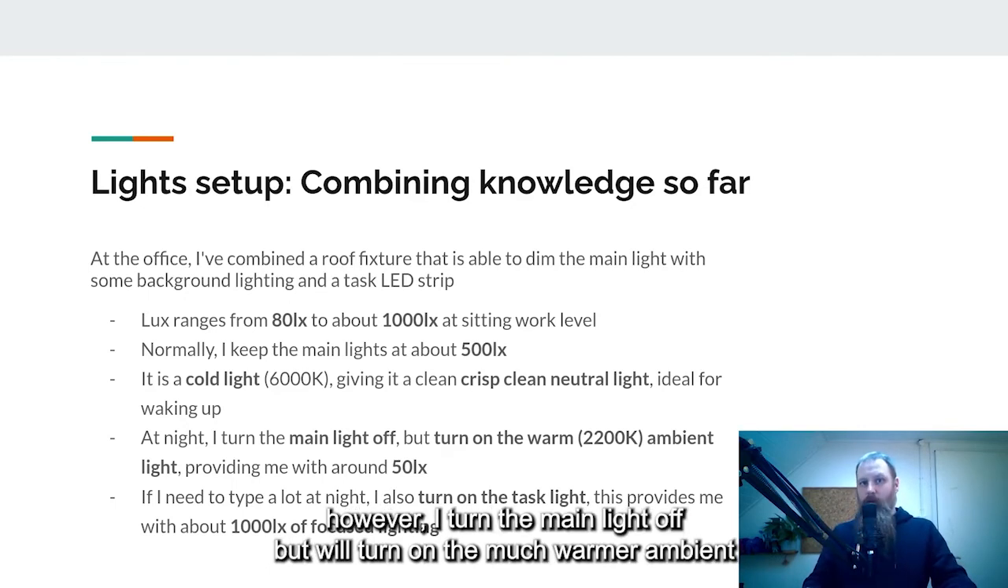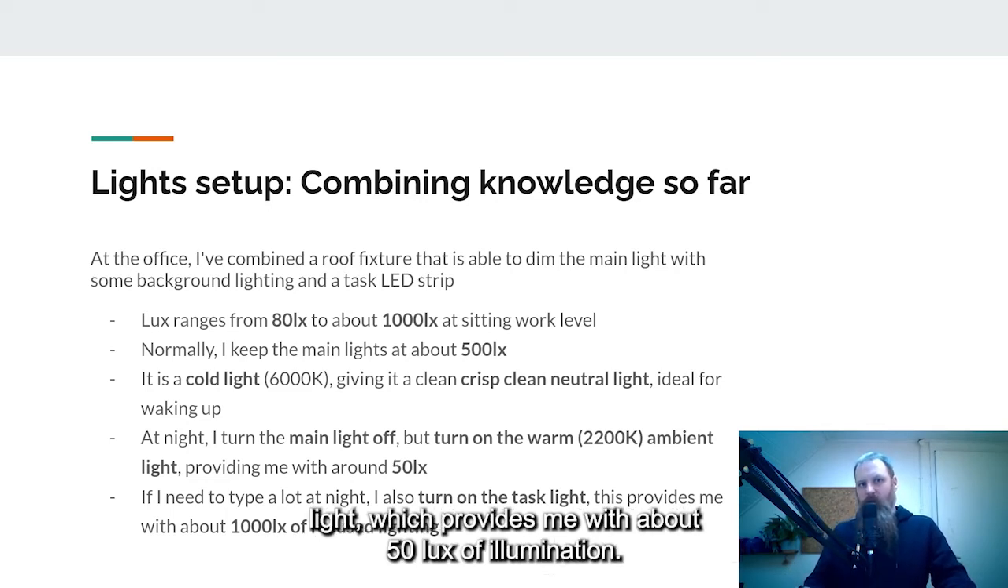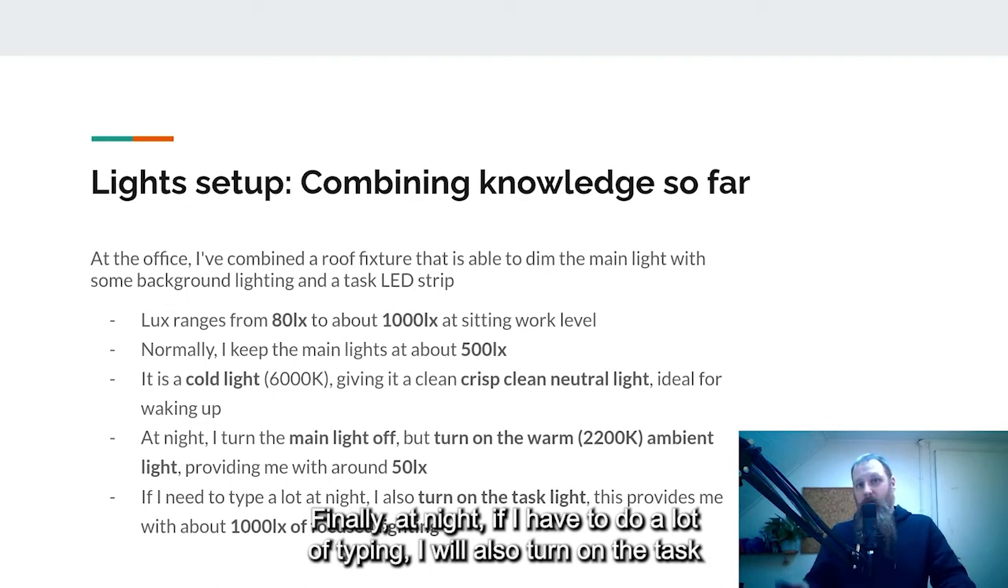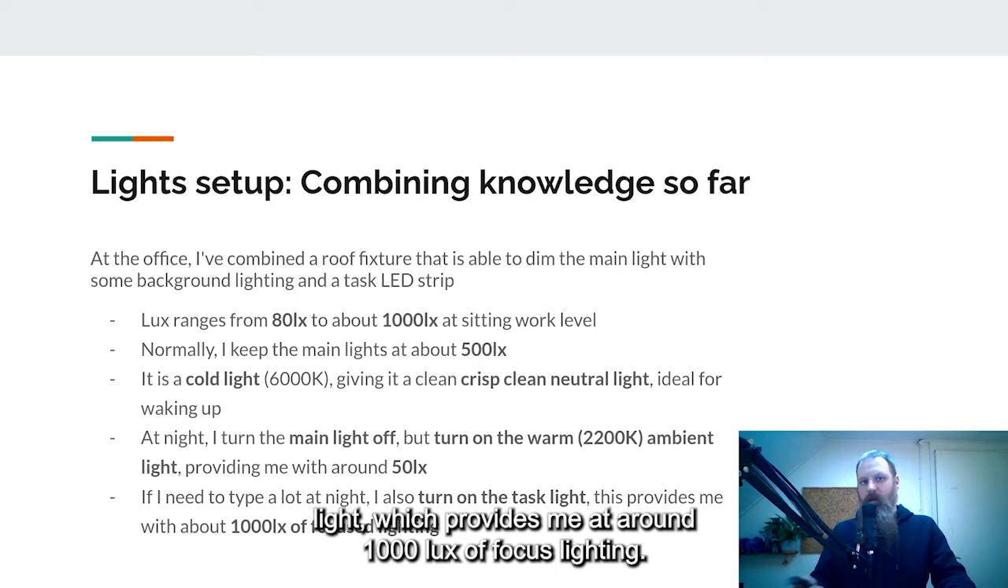It allows me to see all details and textures in the room clearly. At night, however, I turn the main light off, but will turn on the much warmer ambient light, which provides me with about 50 lux of illumination. Finally, at night, if I have to do a lot of typing, I will also turn on the task light, which provides me with around 1000 lux of focus lighting.